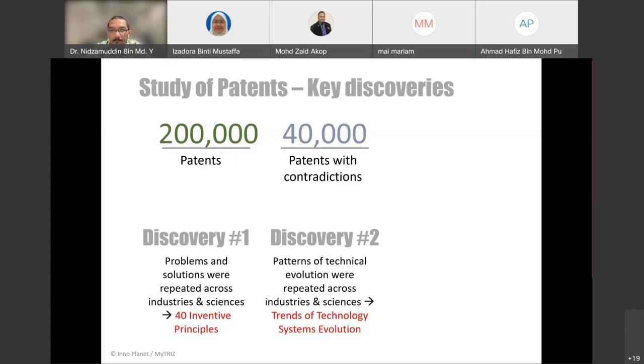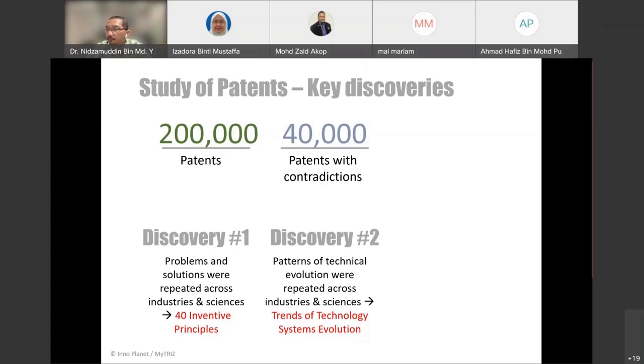Right. And from these 200,000 patents, he found that approximately 40,000 patents have contradictions. For the example that I have given to you, you want a large table, but at the same time, it has to be light. So you want something that is long when it is in use, but short when it is not in use. So these are contradictions.